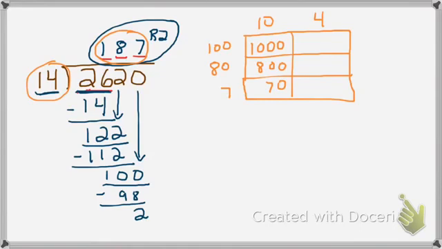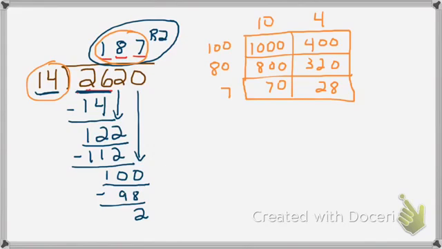Move over to the top of the right-hand side and I say 100 times 4 is 400. And then I say 8 times 4 is 32 plus 1 0. There's my 0, my 32. And then I say 7 times 4 is 28. There's no zeros. It's simply the 28.